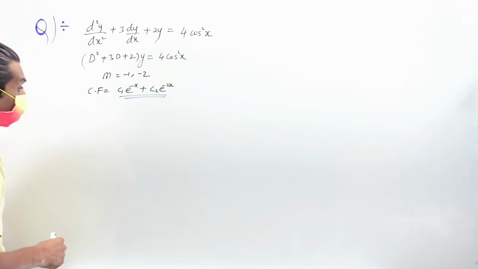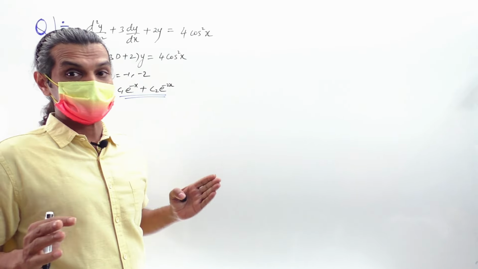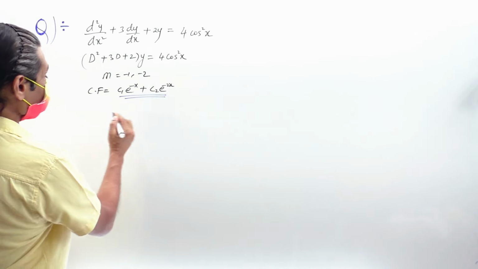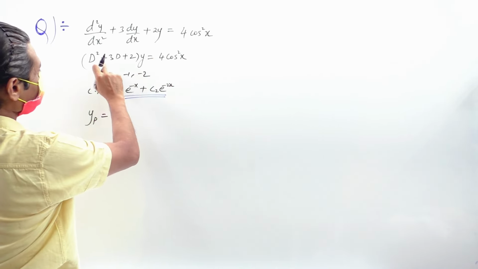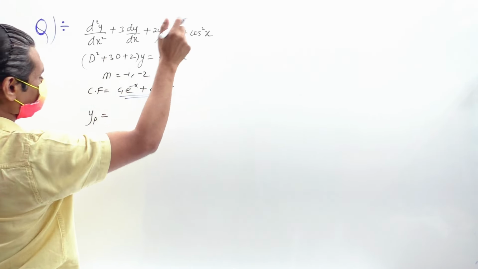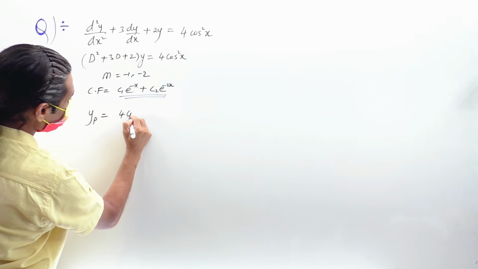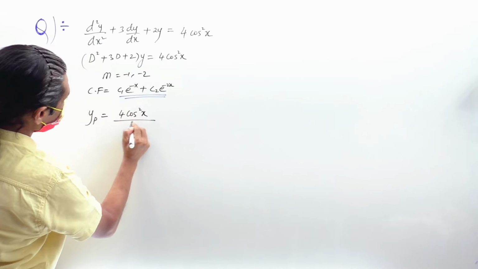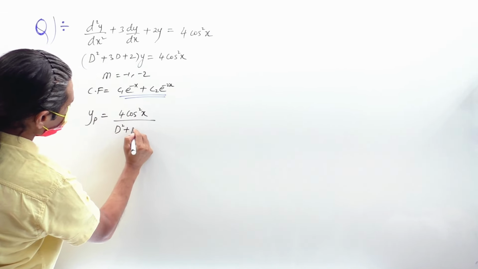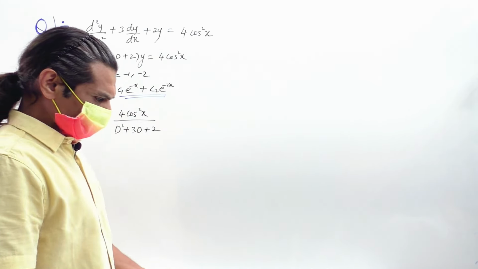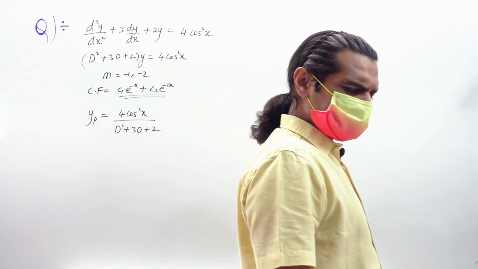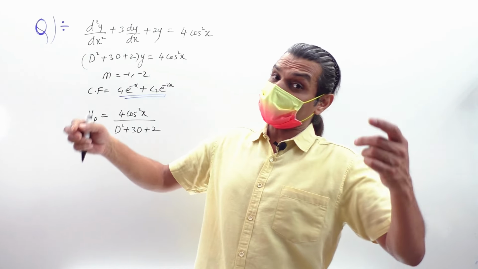Now see, next thing is yp, the particular integral. So we have yp from here, the question: (d square plus 3d plus 2) into y is equal to 4 cos square x. So yp is equal to 4 cos square x whole divided by d square plus 3d plus 2. Again, mistype. It's not type number 1, it can be type number 2, but again it's not type number 2. Why?